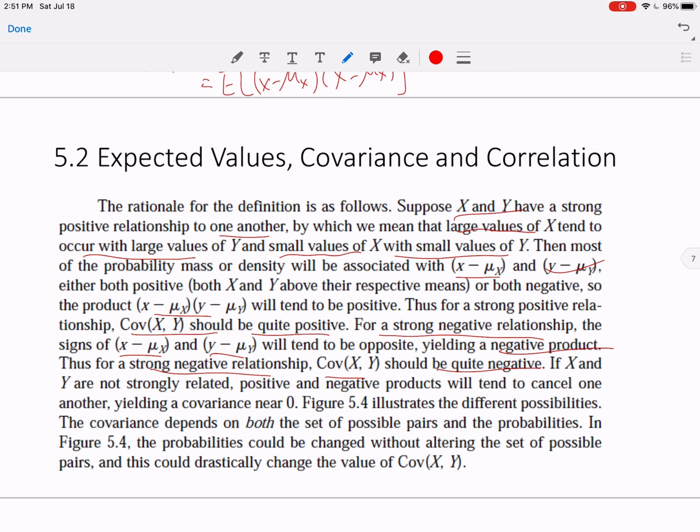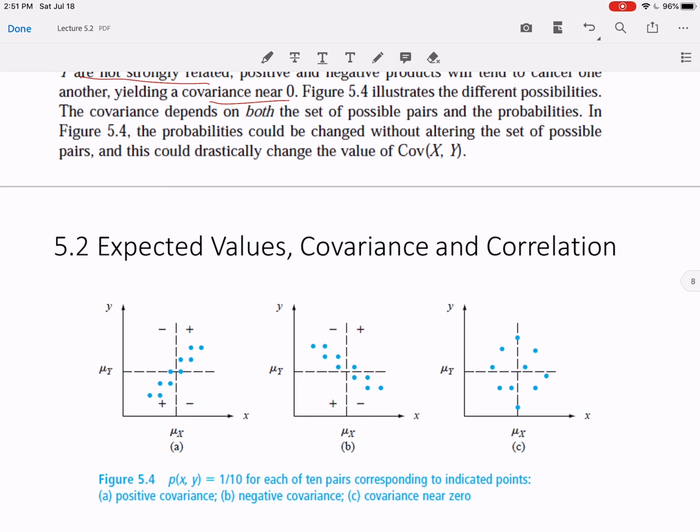And then if x and y are not strongly related, positive and negative products will tend to cancel one another, yielding a covariance near zero. So we have Figure 5.4 down here, which illustrates the different possibilities. The covariance depends on both the set of possible pairs and the probabilities. In Figure 5.4, the probability could be changed without altering the set of possible pairs, and this could dramatically change the value of the covariance of x and y. Now let's take a look at the graphs over here.